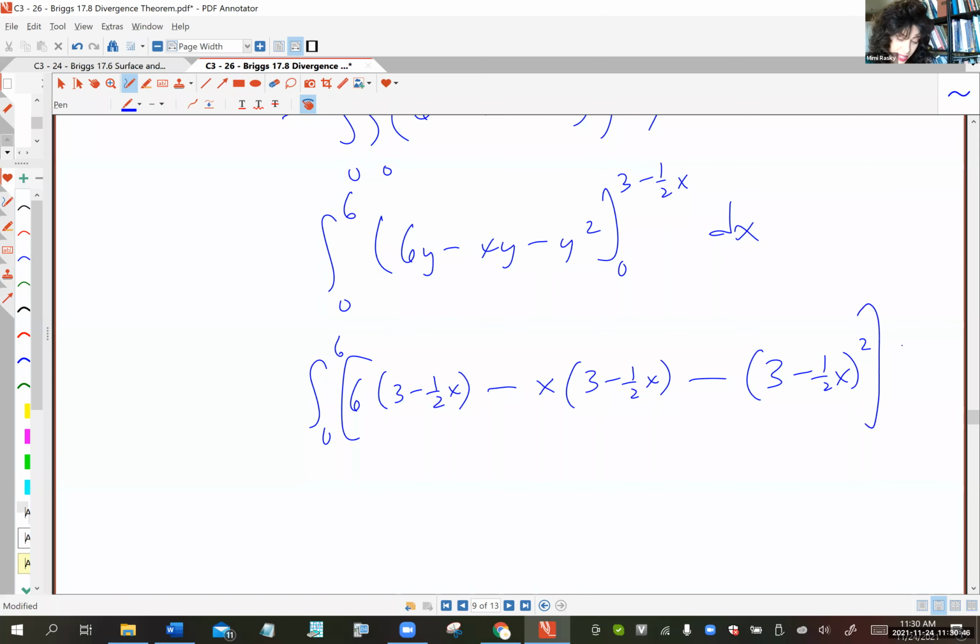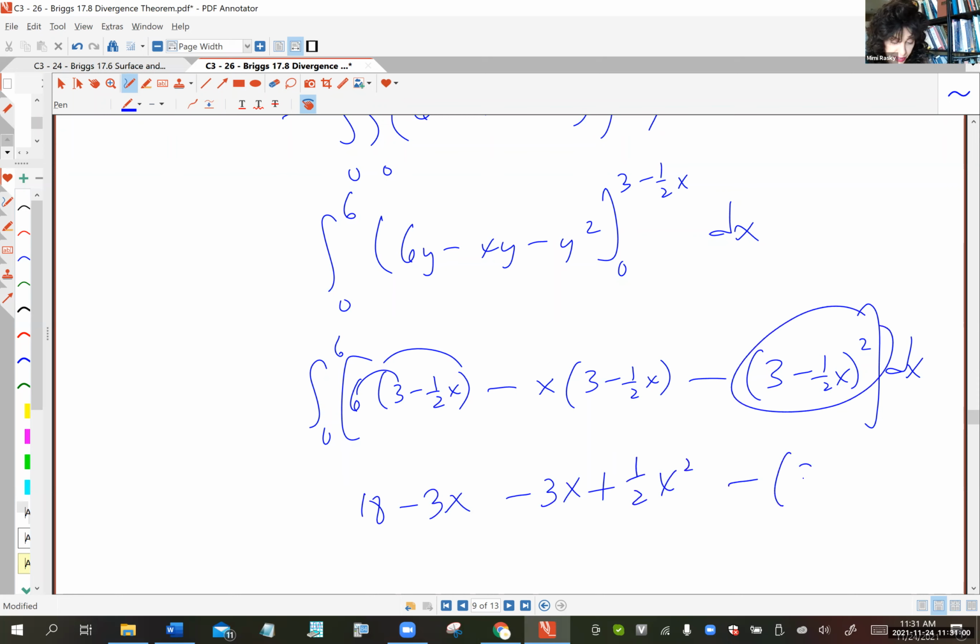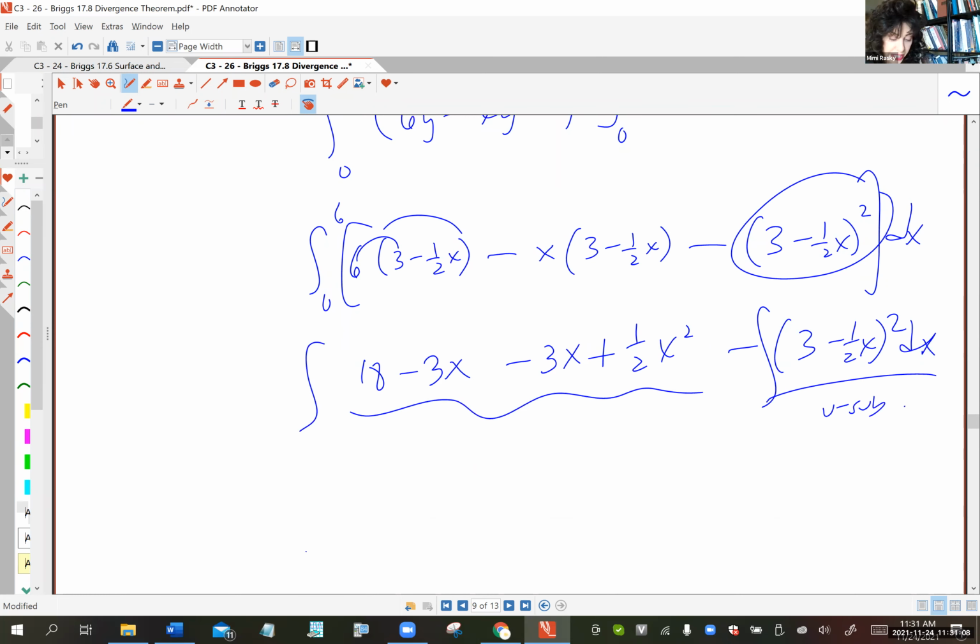So you know what I want to do now? I could start distributing here. I'm going to have 18 minus 3x plus a half x squared minus. I definitely don't want to FOIL that out. I could probably just use u-sub on this right here. And then these guys I could probably integrate term by term and make it happen.